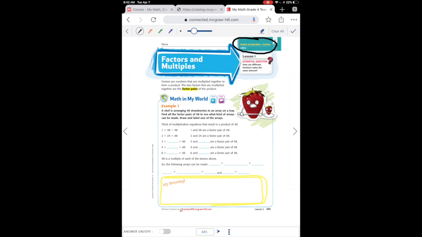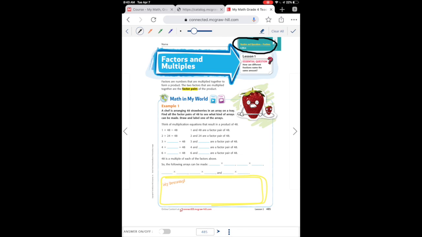4.08.4, which says find all factor pairs for a whole number in the range 1 through 100. So our I can statement, or what you are going to be able to do by the end of this chapter, is find all the factor pairs for a whole number in the range from 1 to 100. Repeat after me. I can find all factor pairs for a whole number in the range 1 through 100. You can do it. Let's get started.